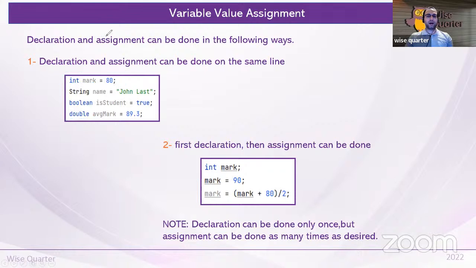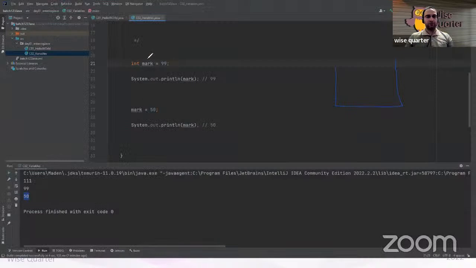We will create the box only once, but we can use it many times, just like the example I have given you here. I created the box here and put 99 inside of it. But here I have used the same box again and changed the value to 50. You can use this box as many times as you want, but you can only create it once. You cannot create any box with the same name.